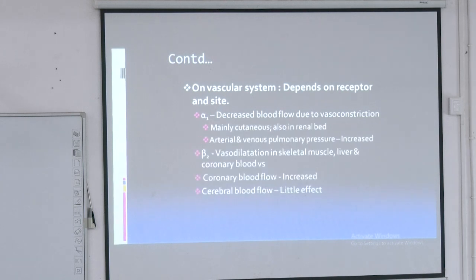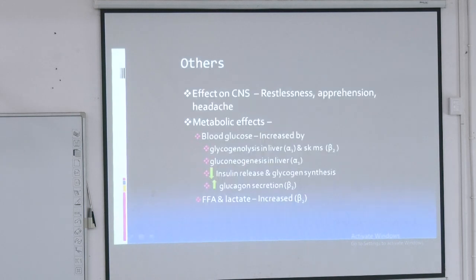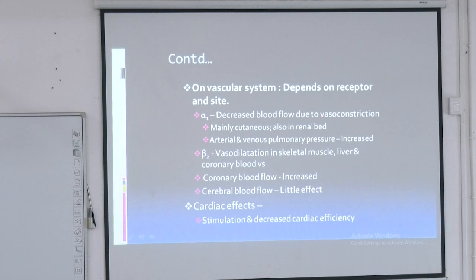On the cardiovascular system, the effect depends on receptor and site. Alpha 1, you can see the decreased blood flow due to vasoconstriction, mainly in the cutaneous and also in the renal bed. What will happen to the kidney? The blood supplied to the renal bed will be decreased. As a result, what will be the effect on the ions? Sodium, potassium, their excretion will be diminished. They will be reabsorbed.